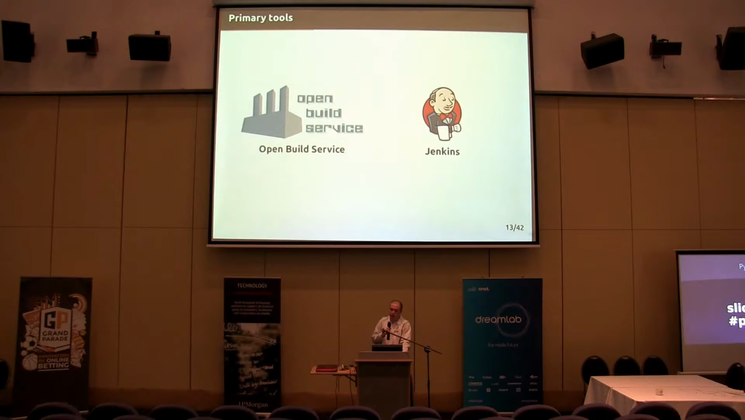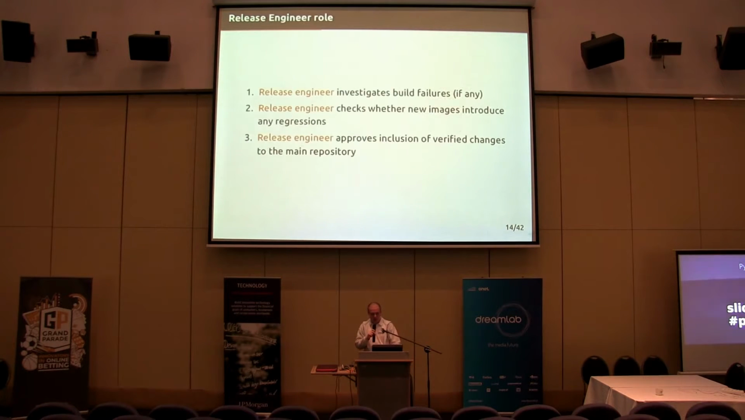However, these tools are not really designed to work together, and the communication between them required some manual work from us. So what did it actually require from us? Well, once OBS detected a build failure, release engineers had to investigate it and do some preliminary work to find out what might have caused it. Second, similarly, we also have to check whether the image introduces any regressions in comparison to the previous ones. And finally, once all of this is verified and we are sure that the new image will be better in every way, we approve the inclusion of the change.